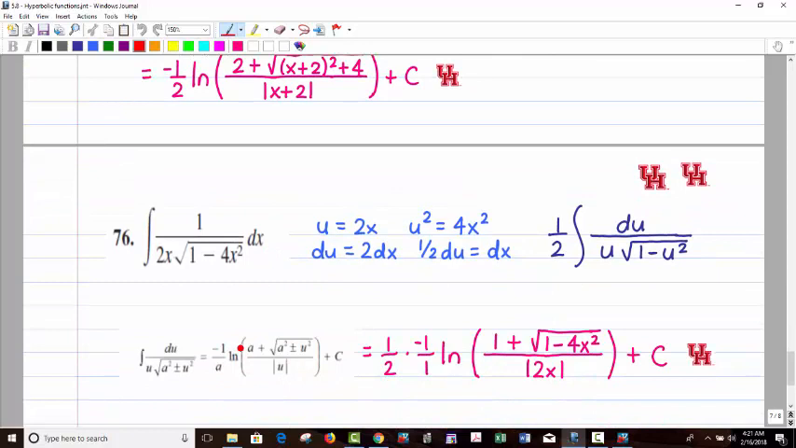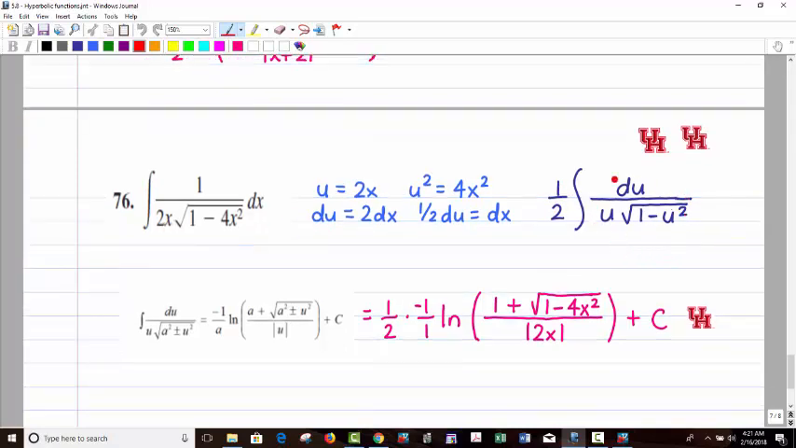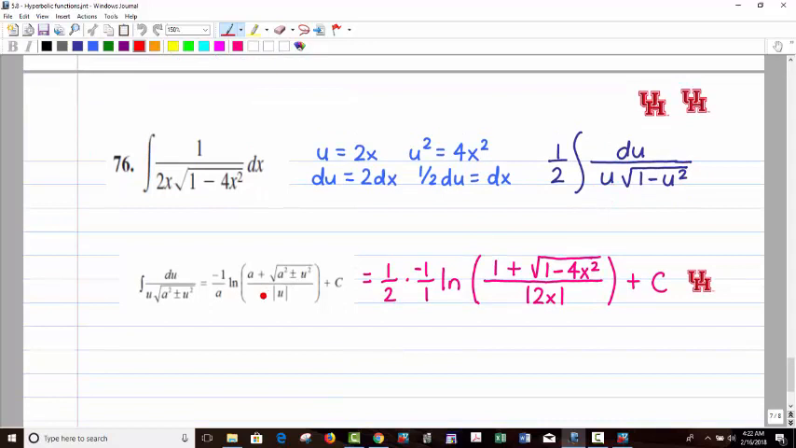So let's take a look at this one. u kind of needs to be 2x, and that works out well, because this one won't have to complete the square. But u squared then will be 4x squared, because we square the 2, remember? So du will be 2 dx, so 1/2 du equals dx, so there's the 1/2. And now it fits this one right here, which fits this form right here.